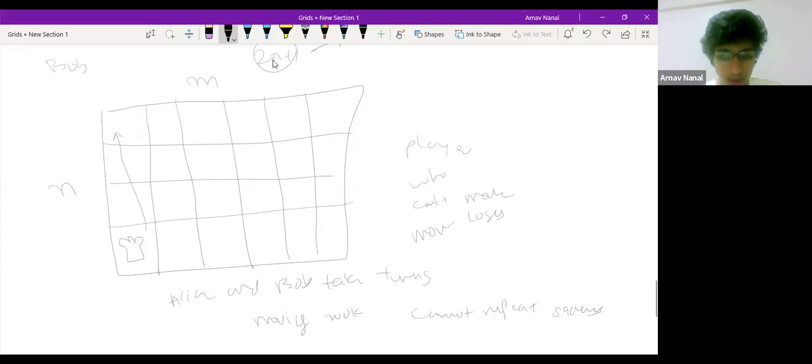Yes, it's similar to what I gave as the buffer problem, but a bit different. This is an M cross N grid. A rook is placed at a corner square initially. Alice and Bob take turns moving the rook. A square cannot be repeated. The player who can't make a move loses.